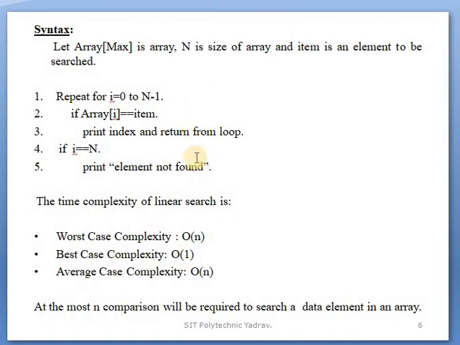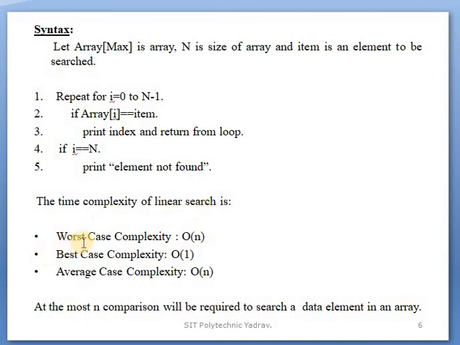Clear that syntax? Okay, this syntax we use in our program, so you can easily understand this concept. The time complexity of linear search. We already know what is meant by time complexity. Time complexity means how much time is required for the linear search to execute. There are some cases, and we already know what is meant by worst case, best case and average case. Now, which complexity is required for this linear search technique?